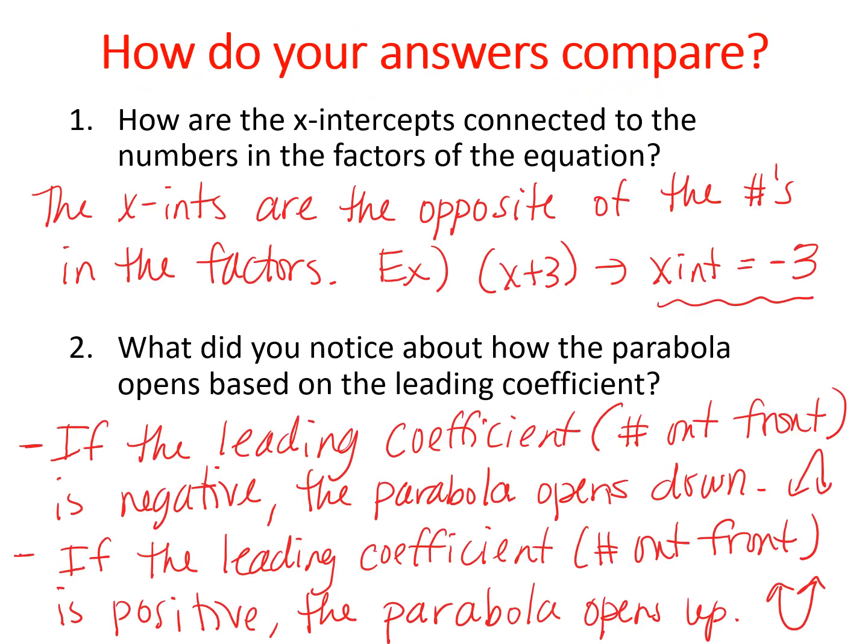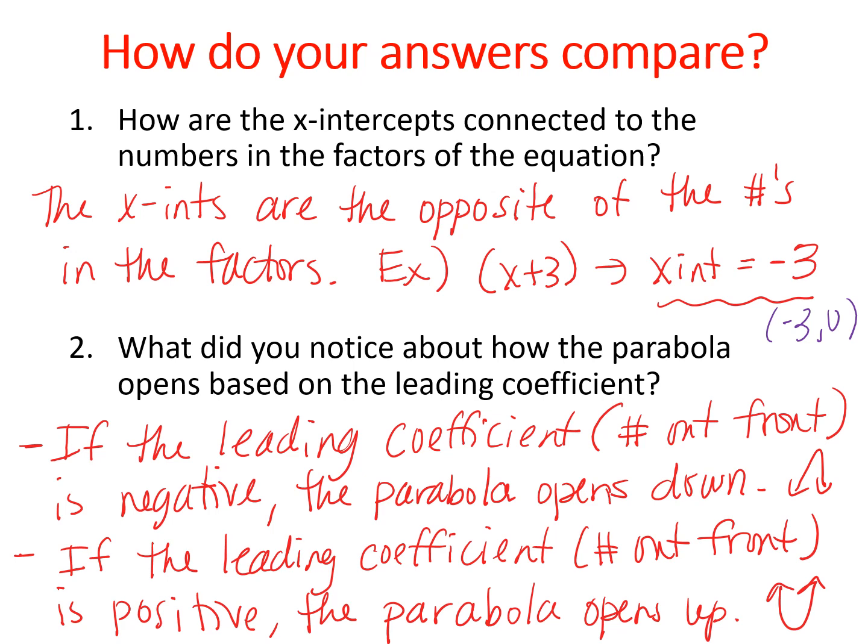So these are sample answers that I came up with. Again, yours do not have to say the exact same thing. For the first one, what I notice is that the x-intercepts are the opposite of the numbers in the factors. And that may seem like, what is she trying to explain there? So I gave you an example there. If the factor was x plus 3, I noticed that the x-intercept was negative 3, and I guess technically that would be negative 3 comma 0 if we wrote that as an ordered pair.